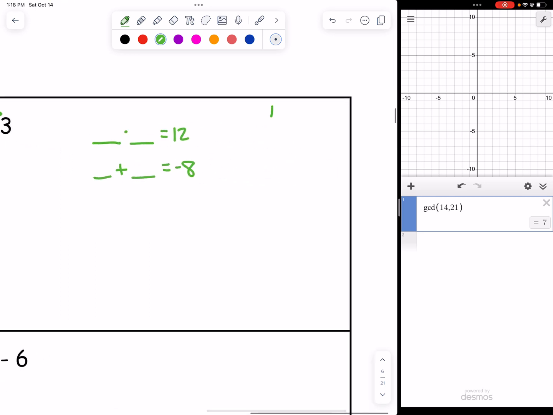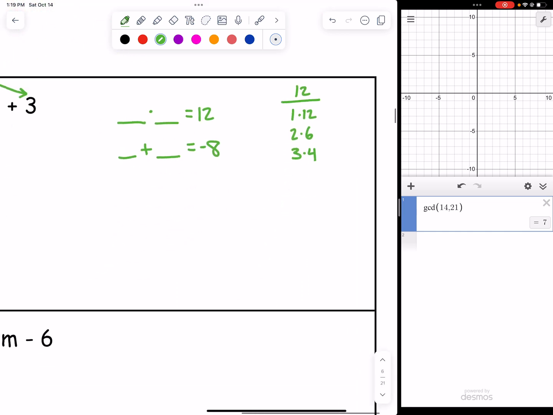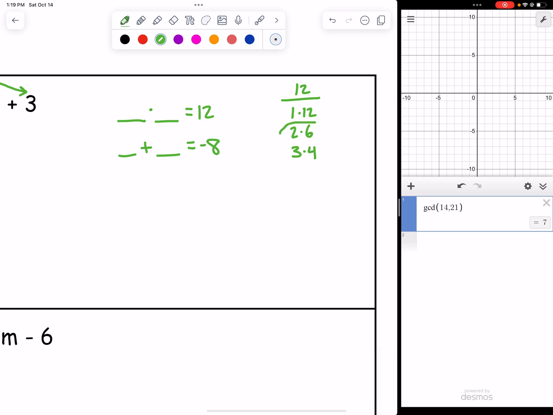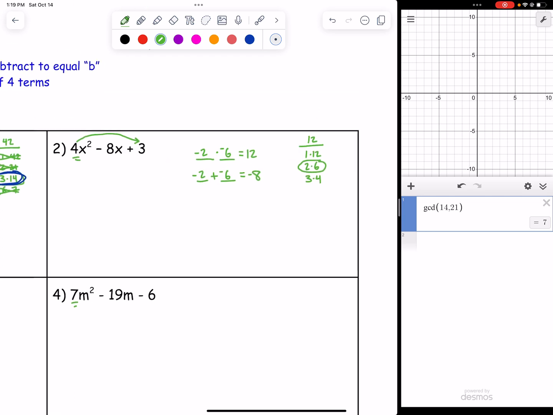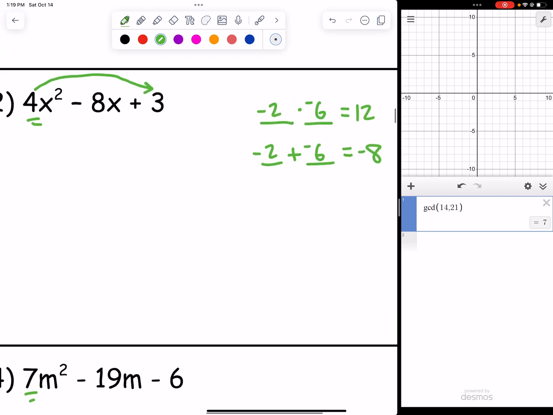All right, so 12 comes from 1 times 12 and 2 times 6 and 3 times 4. So things that would help us to get 8. So 2 and 6 will help us to get 8, but they both would need to be negative, so they add up to -8. And then 2 and 6, when they're negative, will both multiply to give us a +12. So the -2 and -6 are our magic numbers.